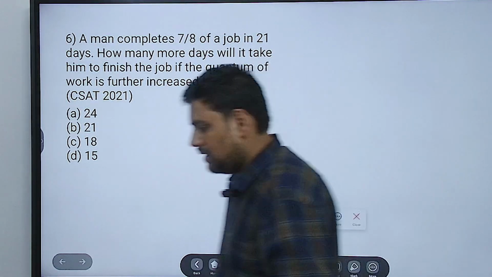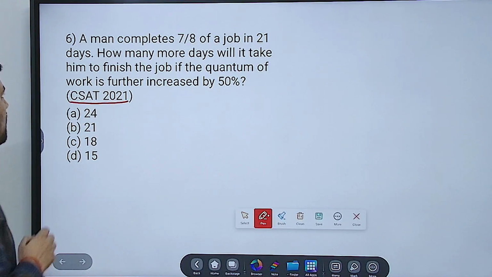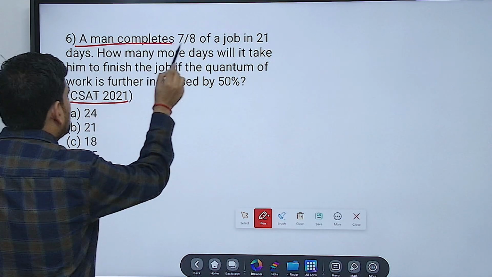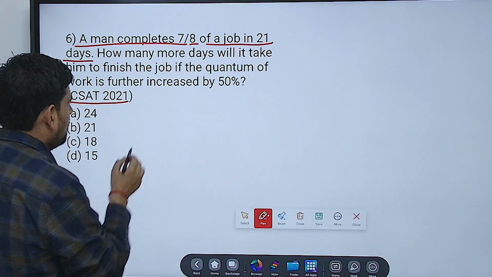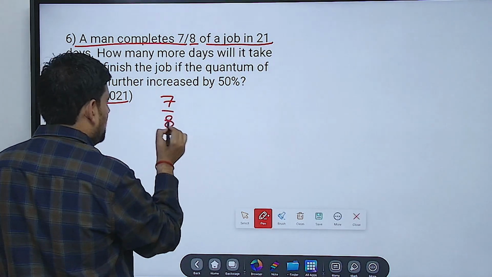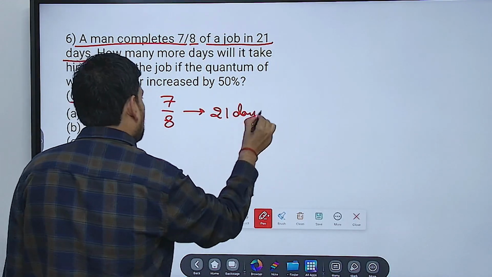Let's do this. This was a question from CSAT 2021. What it says: a man completes 7 by 8 of a job in 21 days. Okay, fair. Let him do 7 by 8 of a job in 21 days.